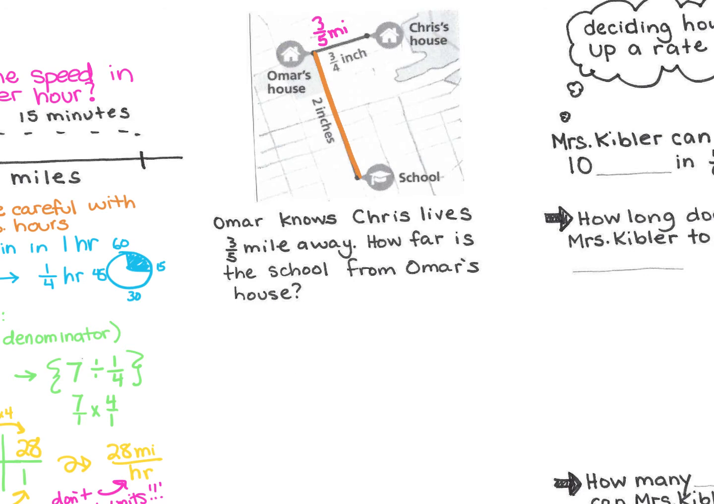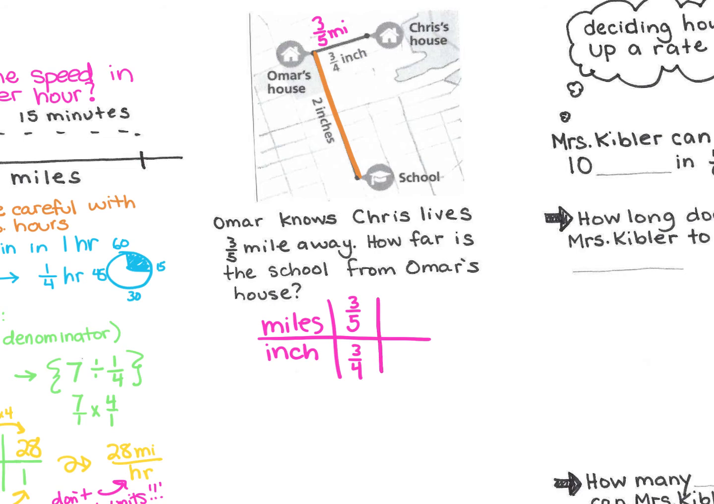I'm going to set up a table. So we are comparing miles and inches. And let's think about the pairs that we have. We know that 3/5 of a mile is equivalent to 3/4 of an inch. And we know that right here. 3/4 of a mile in real life is the same as 3/4 of an inch on the map.